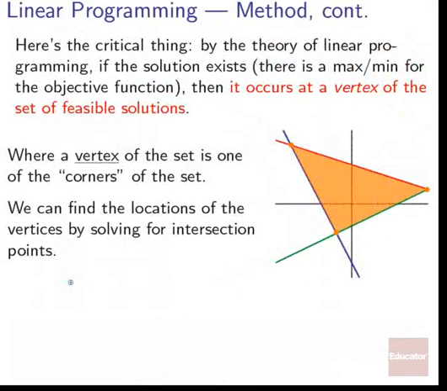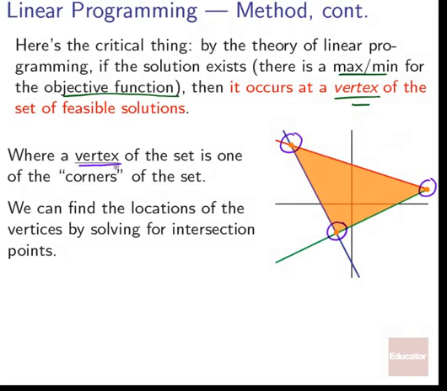Here's the critical idea. The theory of linear programming tells us that if the solution exists, if there is some optimum maximum or minimum, if we can maximize or minimize our objective function, then it occurs at a vertex of the set of feasible solutions. Now, a vertex of the set is one of the corners of the set, right? So where two or more of them intersect, that is going to be one of the vertices. A vertex occurs at a corner.